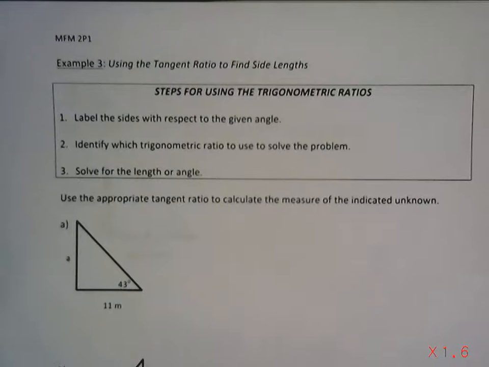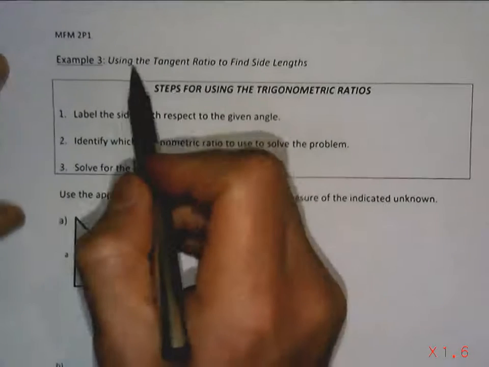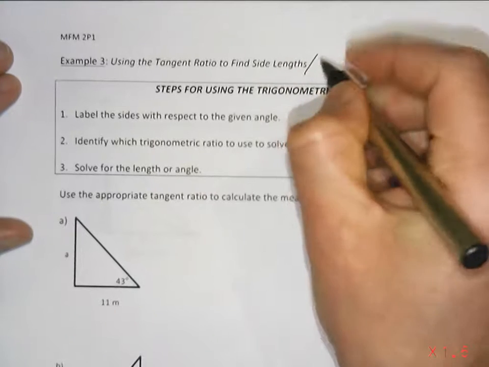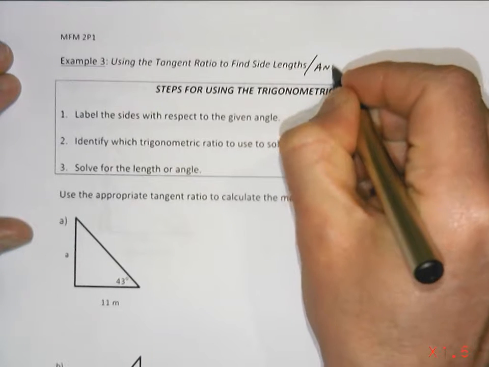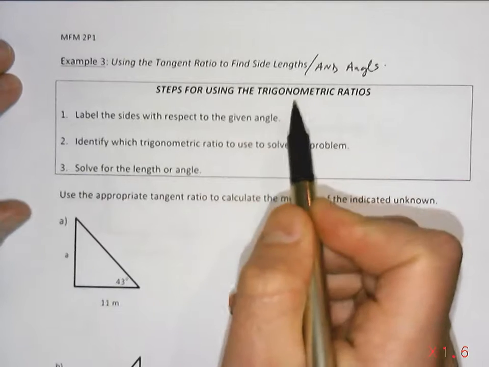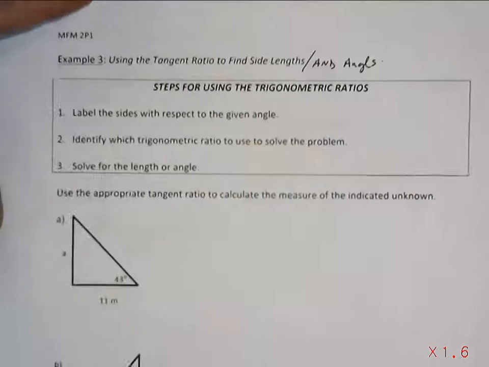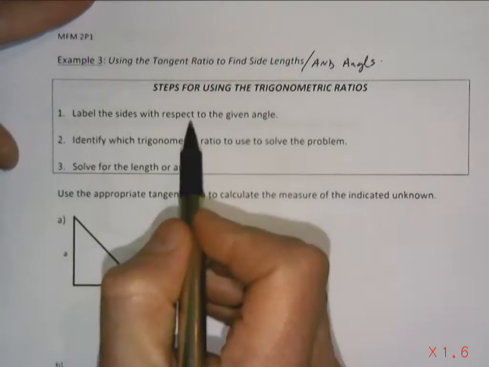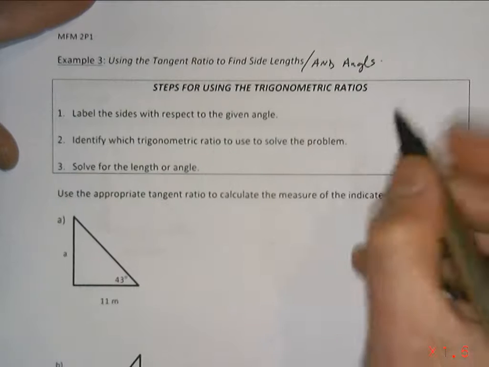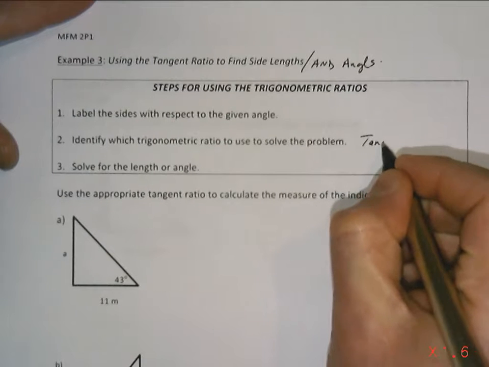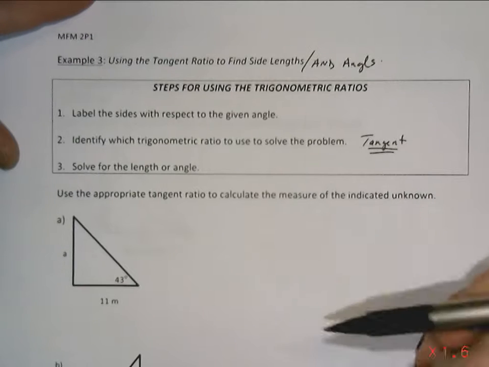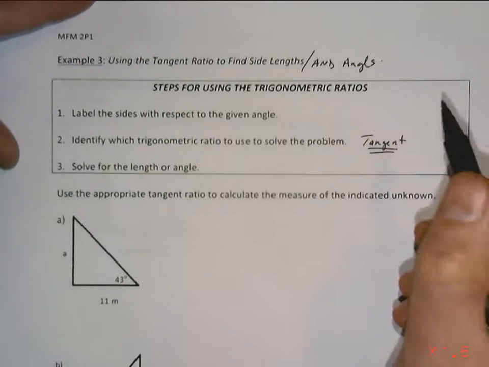Welcome back, guys. So we're looking at example 3, using the tangent ratio to find side lengths. We're also going to do this to find side lengths and angles. So here is the procedure. It's much like what we were doing last day. We're going to label the sides with respect to the given angle and identify which trig ratio to use. Today is going to be pretty easy because we're going to be using tangent all day. Last day we were using sine and cosine, and tomorrow we're going to mix all three of them up.